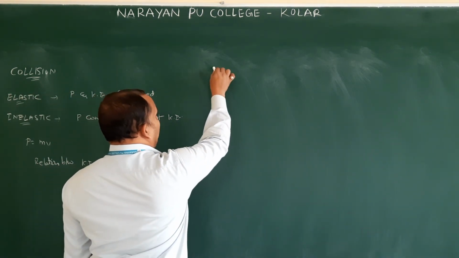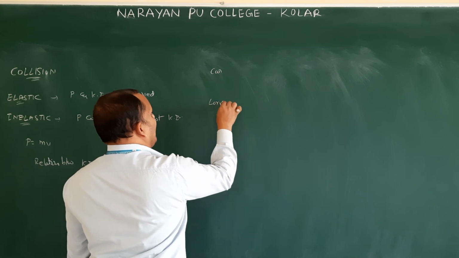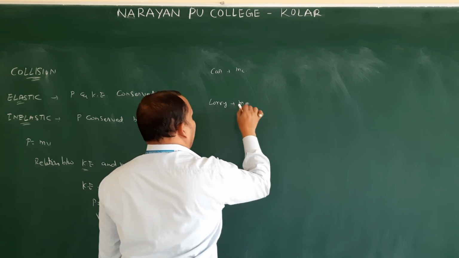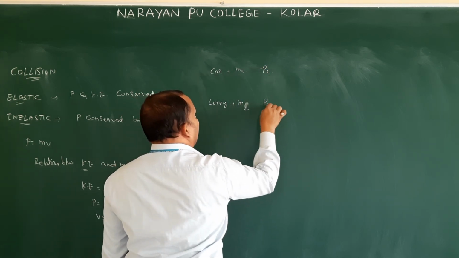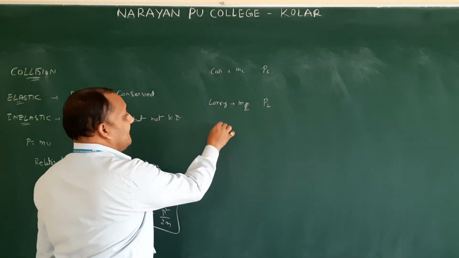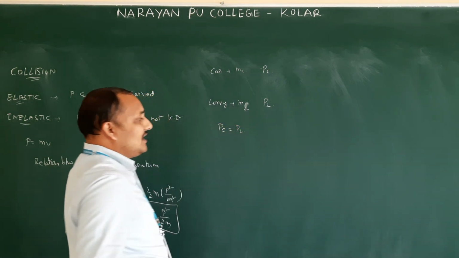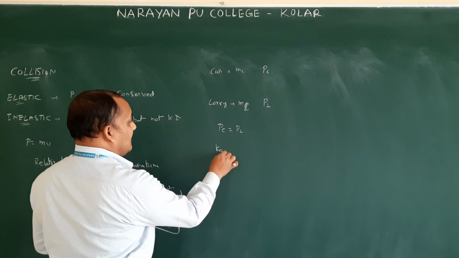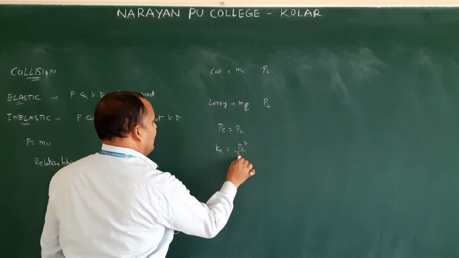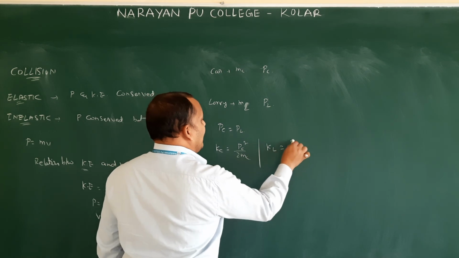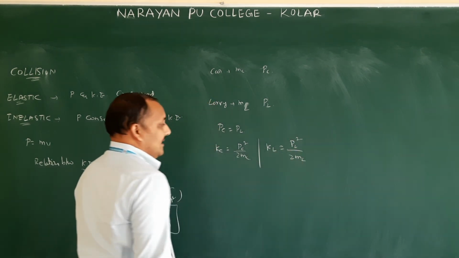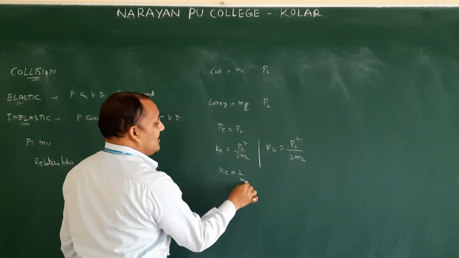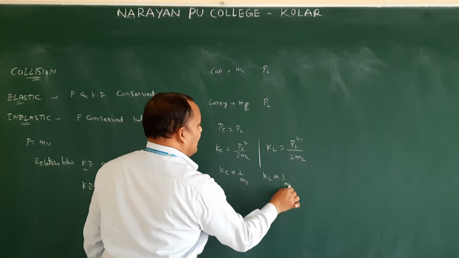So if you have taken a car and a lorry, the mass of the car is mc, the mass of the lorry is ml. Momentum of the car is pc, momentum of the lorry is pl. They gave that both are moving with the same momentum, so momentum is constant. Kinetic energy of the car is pc square by 2mc. Kinetic energy of the lorry is pl square by 2ml. Momentum is constant, so kinetic energy depends on mass. Kc is inversely proportional to mc, Kl is inversely proportional to ml.